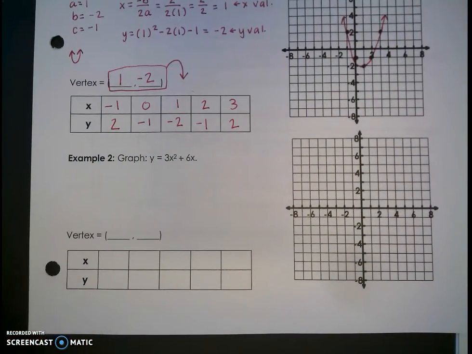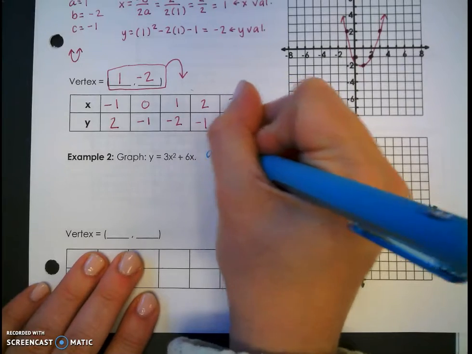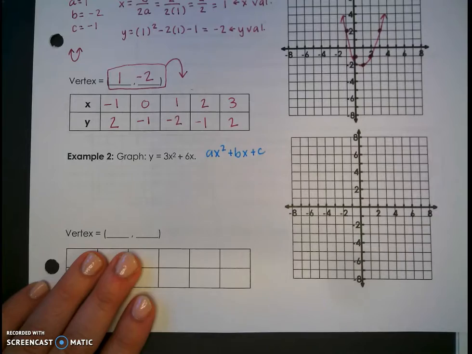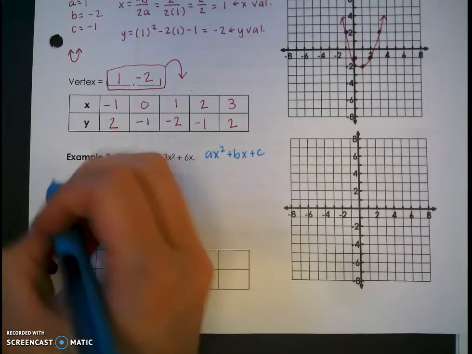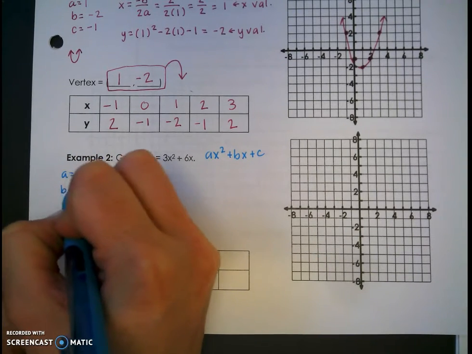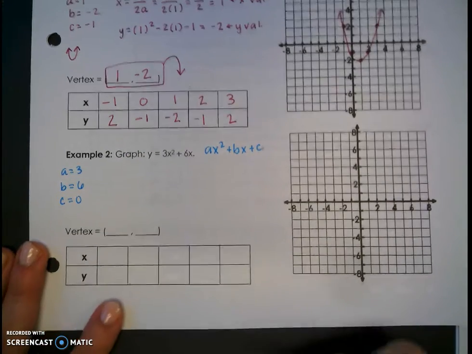So down on the second one, we still have ax squared plus bx plus c as the form that we're using. I have an x squared, I have an x, but I don't have a constant. So my a is 3, my b is 6, my c is 0 because there's no constant.